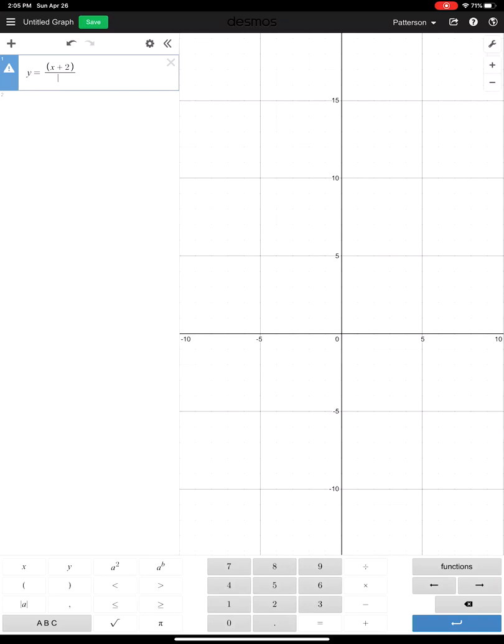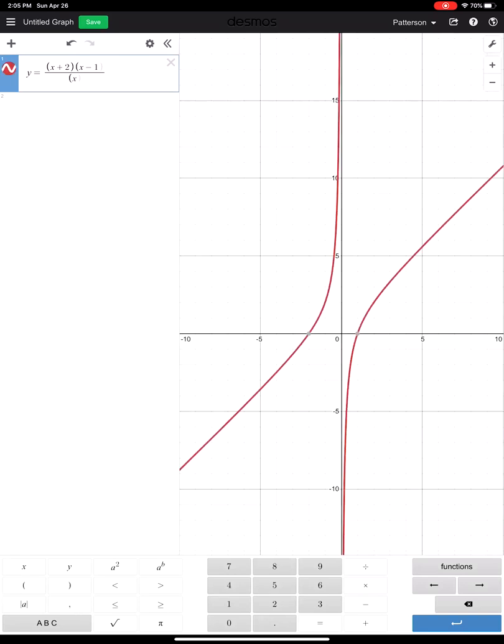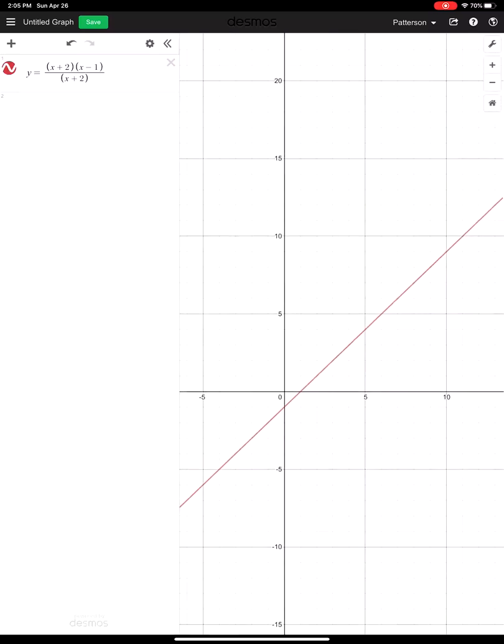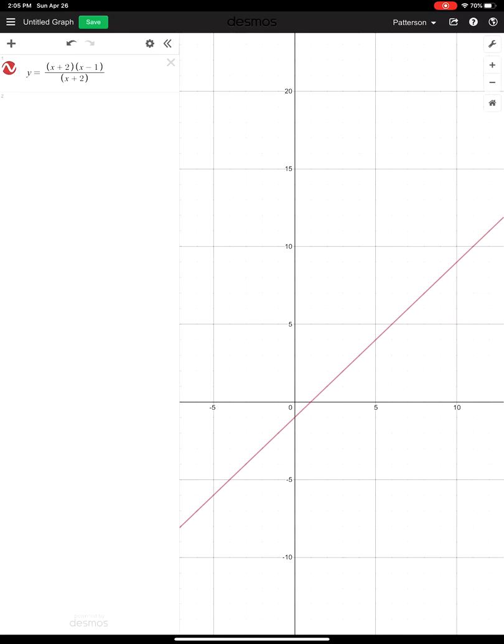Actually, let me go back up to the top. There we go. Okay, so here's an example of a hole, because you have the x plus 2 canceling out, and you have an x minus 1 on the bottom. All right, so if you look at this here, it looks like we just have a regular line.